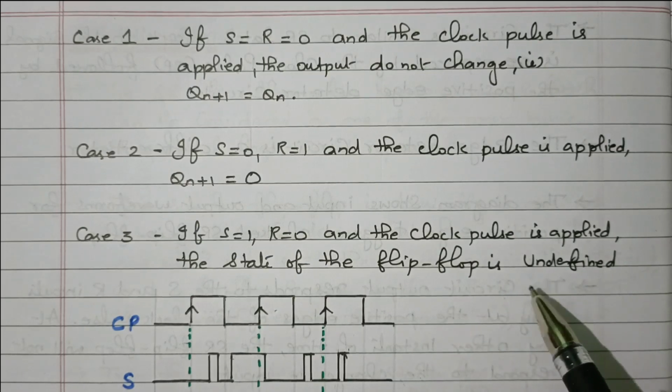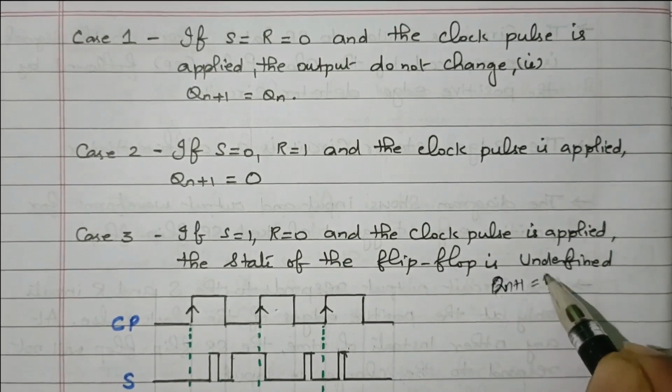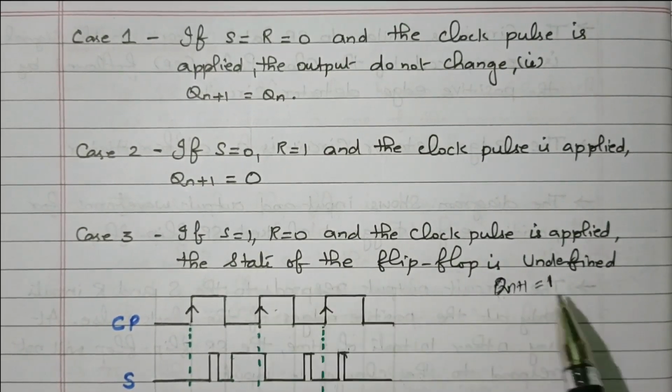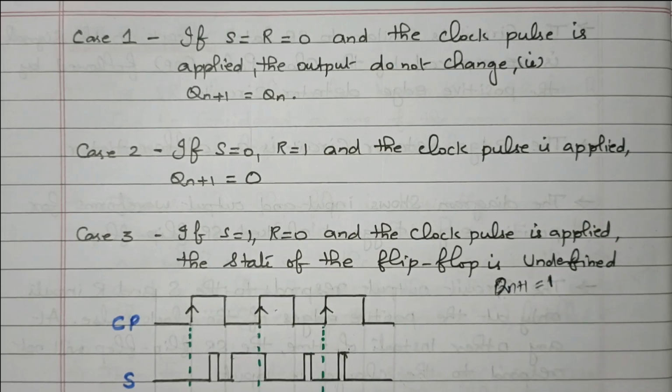The state of the flip-flop is 1. Q n plus 1 is 1. Right? If S equal to 1 means set. If both are 1, that is undefined. Right? Now we'll see this clock pulse.